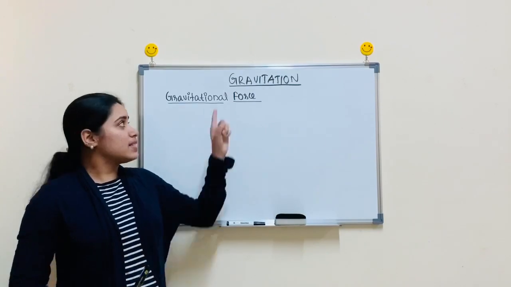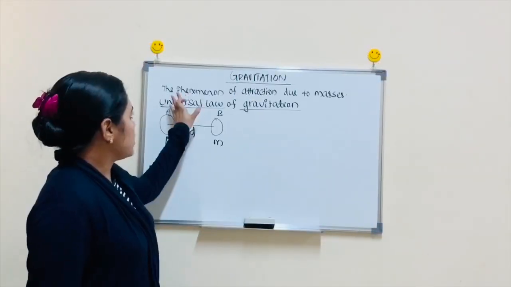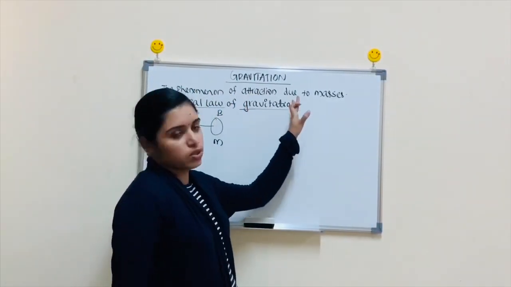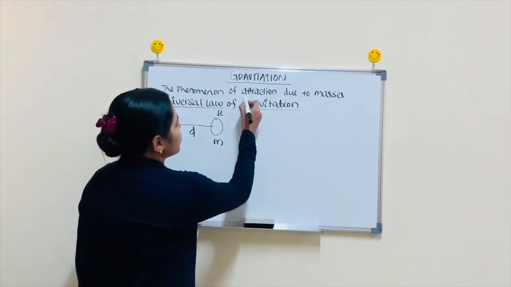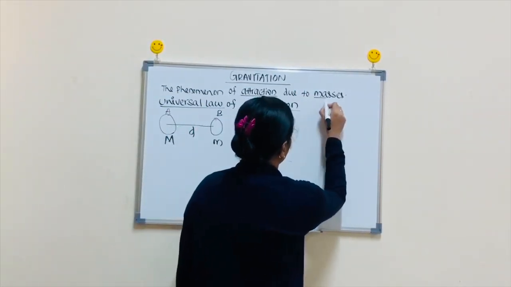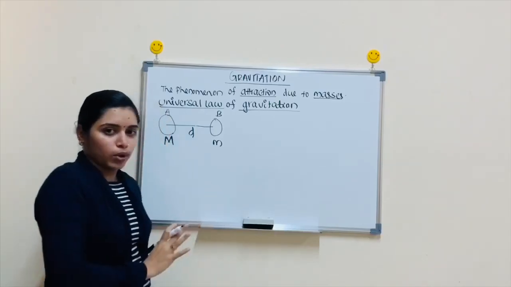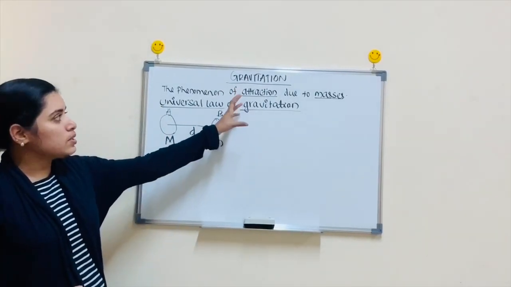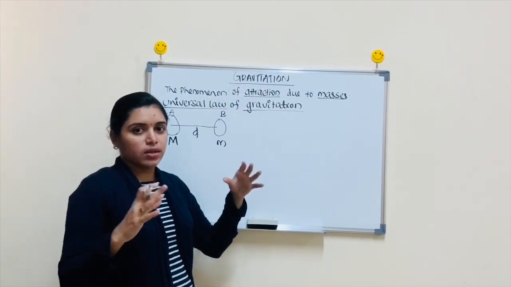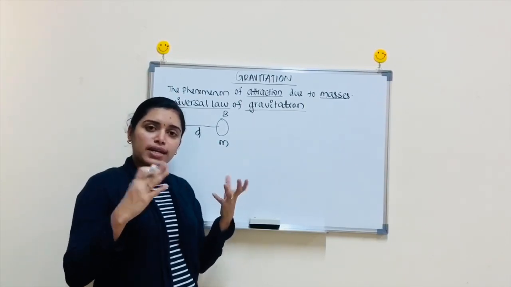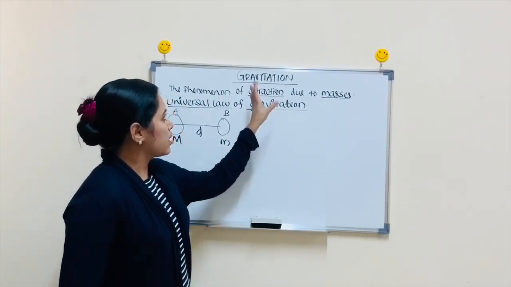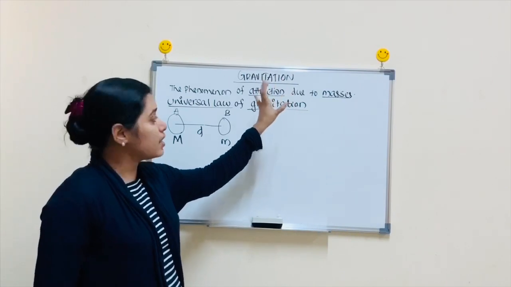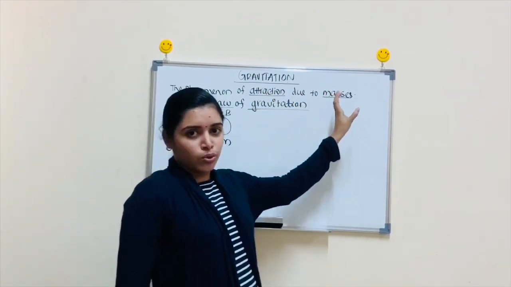Now, what is gravitation? Gravitation is the phenomenon of attraction due to masses. The two terms, attraction as well as masses, are very important in this section, because in the case of magnets and charges, we are considering both attraction as well as repulsion. But in the case of gravitation, we are considering attraction only, due to masses.